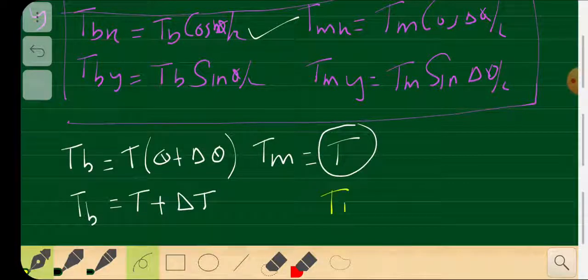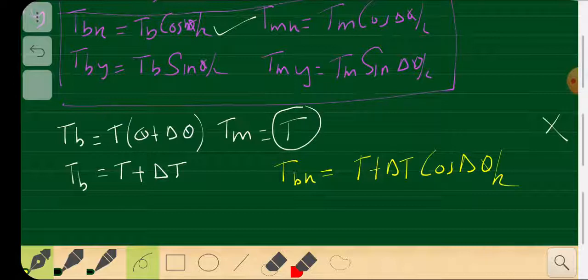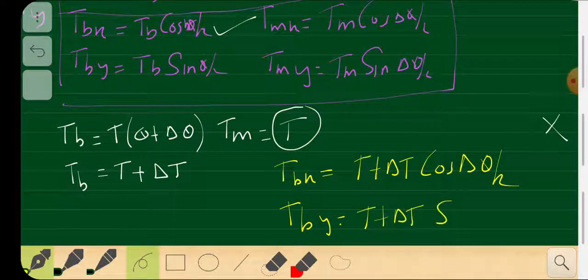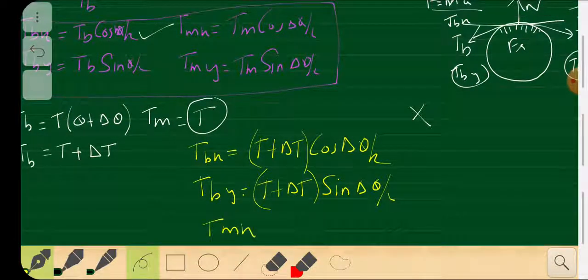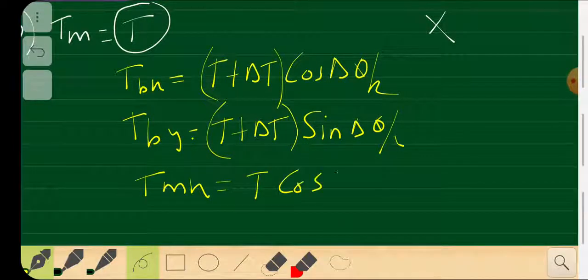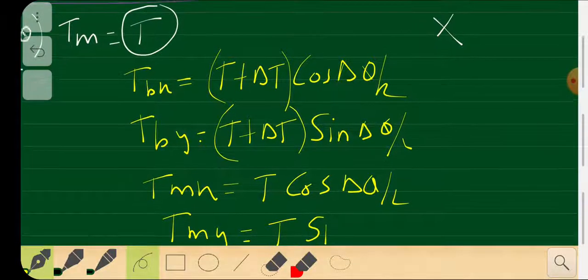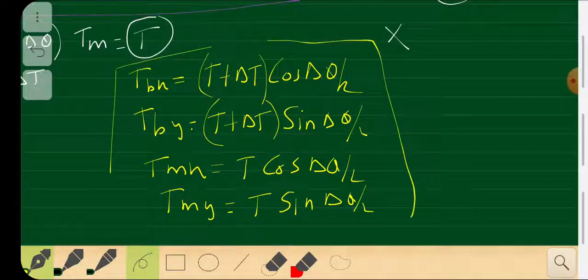So T boy x will be T boy, which is T plus delta T, times cos delta theta by 2, right? And T boy y will be T boy, which is again T plus delta T, times sine delta theta by 2, right? And T mass x will be T cos delta theta by 2, and T mass y will be T sine delta theta by 2. Okay, so now we have a simpler form that is much more efficient.